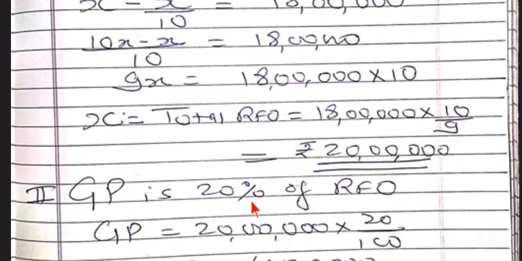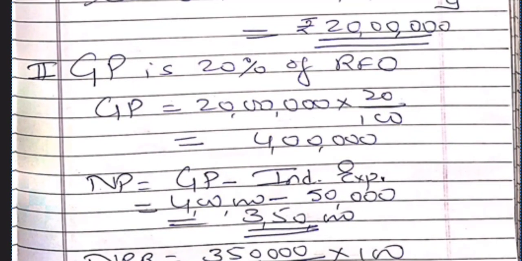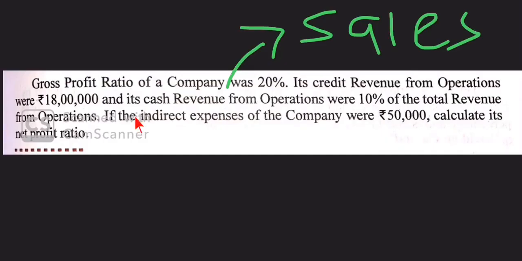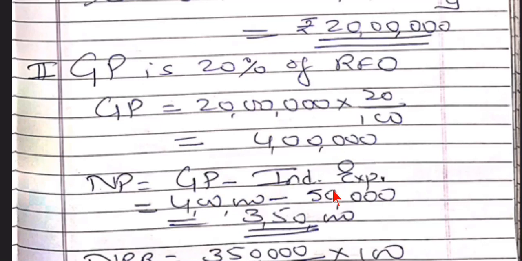Nothing is given, so GP is 20% on total RFO. RFO is 20 lakh, and 20% of that comes to rupees 4 lakh. So this 4 lakh is your GP. Now to calculate net profit, from GP we have to subtract indirect expenses. So 4 lakh GP minus indirect expenses given in the question. Indirect expenses are 50,000. So GP minus indirect expenses, 3,50,000 is your net profit.